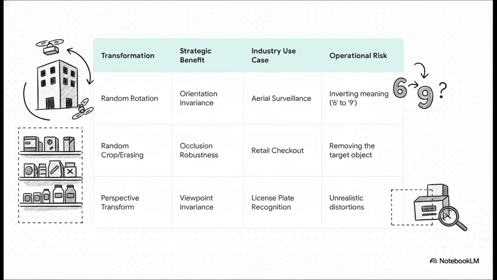Or take random cropping. It's a great way to teach an AI to recognize a product on a messy retail shelf, even if it's partially blocked. But what if you accidentally crop out the object you're trying to teach it to see? It's a really powerful but very delicate balancing act.